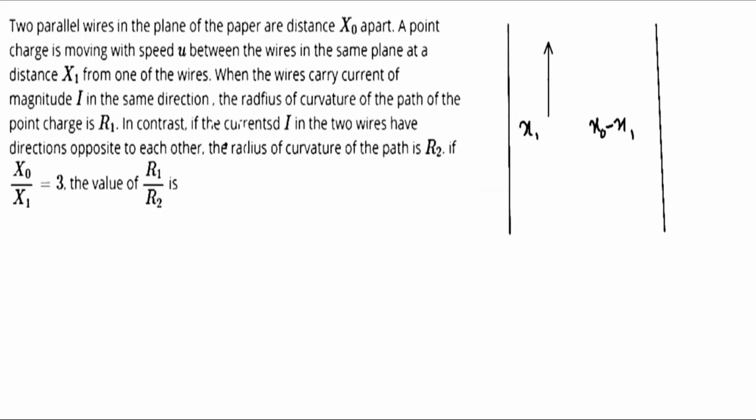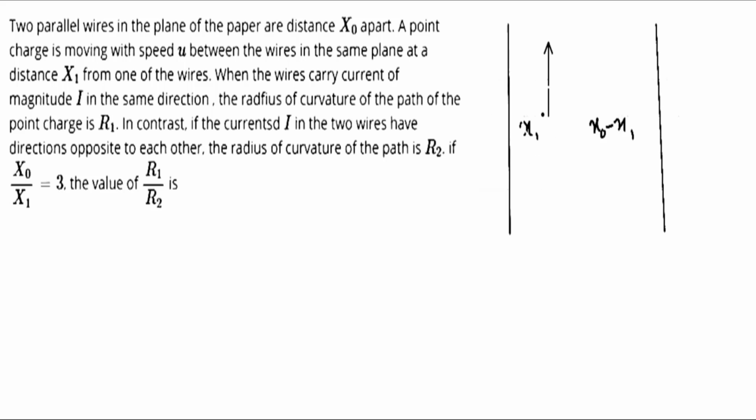Okay. Now what else is given? When the wires carry current of magnitude I in the same direction, the radius of curvature is given as r1. Now if the current directions in the two wires are different, that means opposite, the radius of curvature is r2. If x0 by x1 is given as 3, we need to find the value of r1 by r2. So in one situation the current is in the same direction, and in the other situation the current is in the opposite direction.